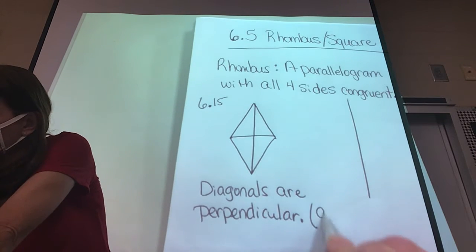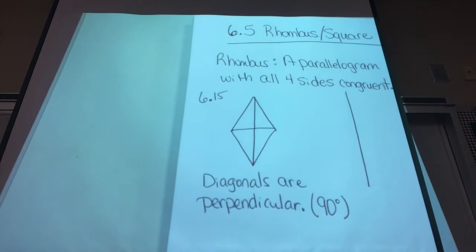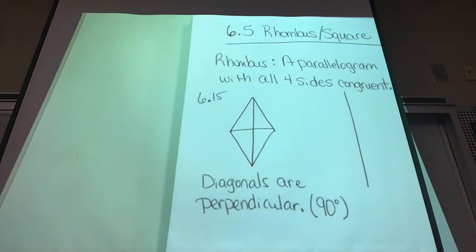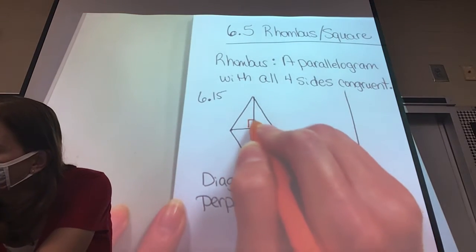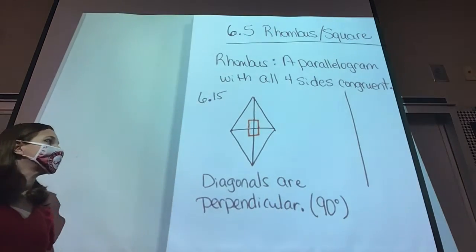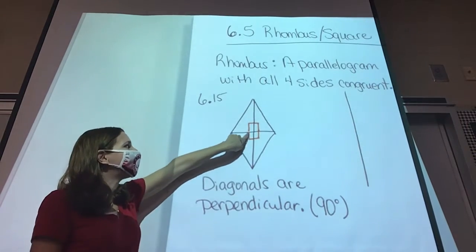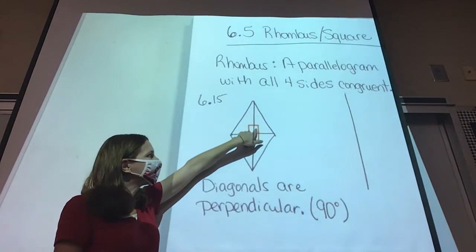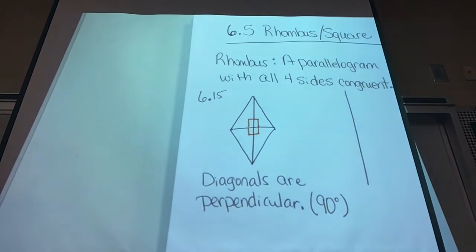Okay, so I'm going to put in parentheses here, 90 degrees. So what that's telling you, like I just said, is that where they are meeting here in the middle, they are forming these boxes, these right angles. So you end up with a right angle right here, this one's a right angle, this one's a right angle, and this one's a right angle. So every one of those is turning out to be 90 degrees.